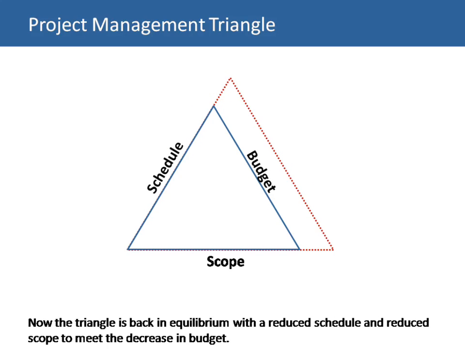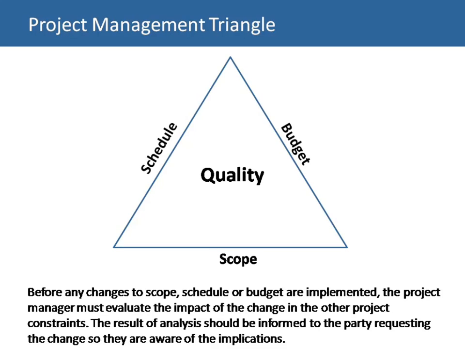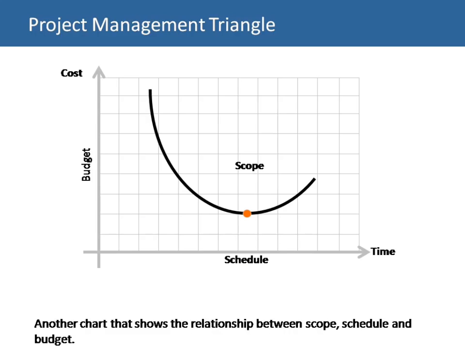Now the triangle is back in equilibrium with a reduced schedule and a reduced scope to meet the decrease in the budget. Before any changes to the scope, schedule, or budget are implemented, the project manager must evaluate the impact of the change on the other project constraints. The results of the analysis should be communicated to the party requesting the change so they are aware of the implications. Let's now look at another chart that shows the relationship between scope, schedule, and budget.